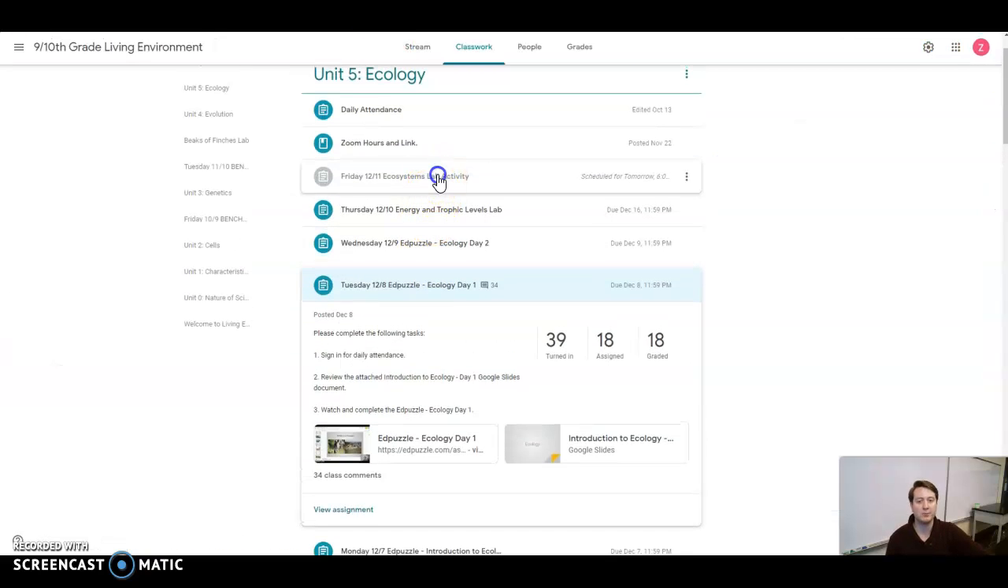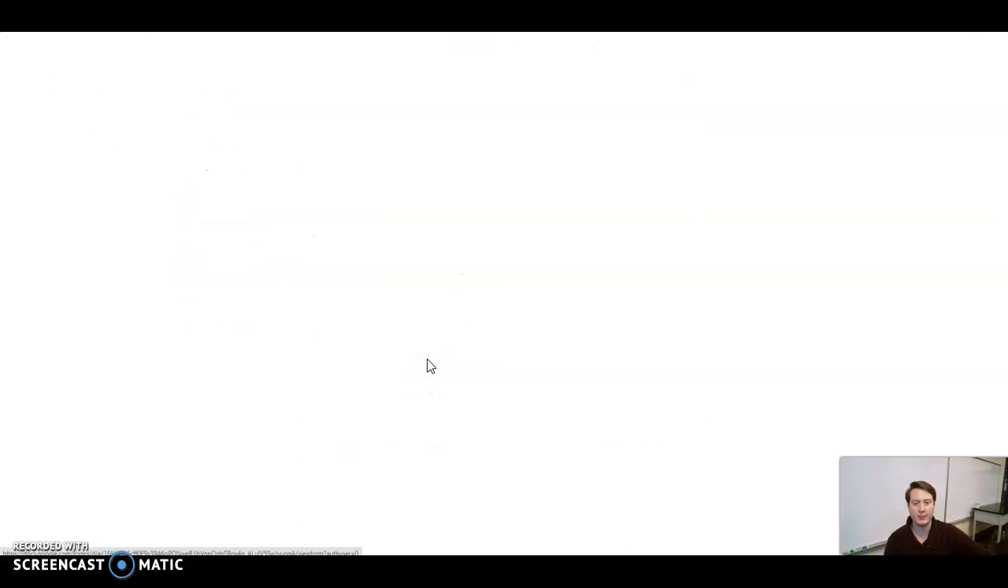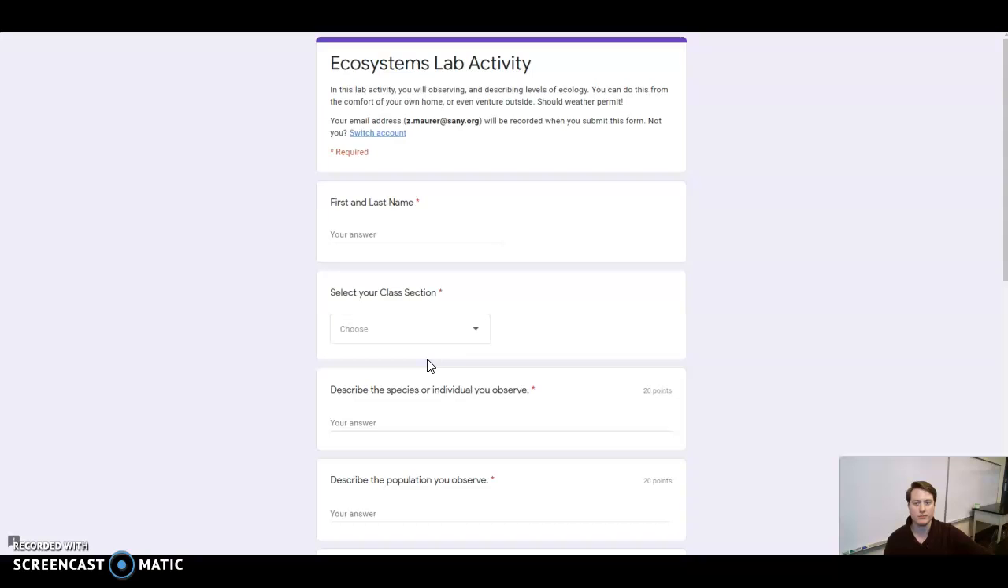Now let's transition back into our lab activity. Open up the Google form, Ecosystems Lab Activity. You're going to fill it out. It's going to record your email address, first and last name, class section.